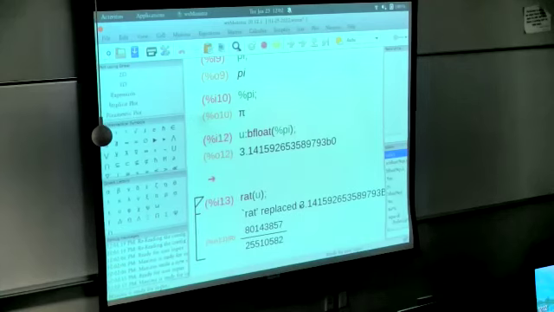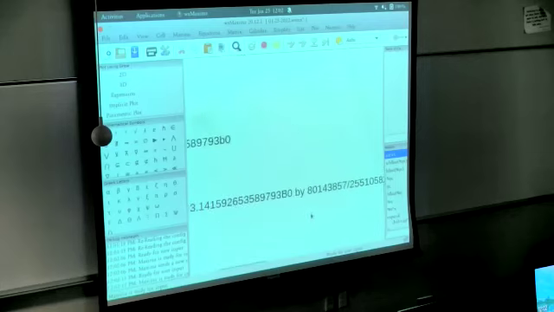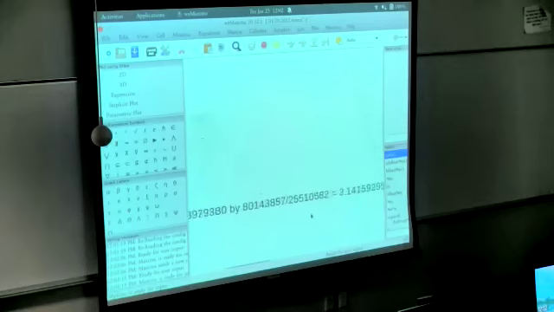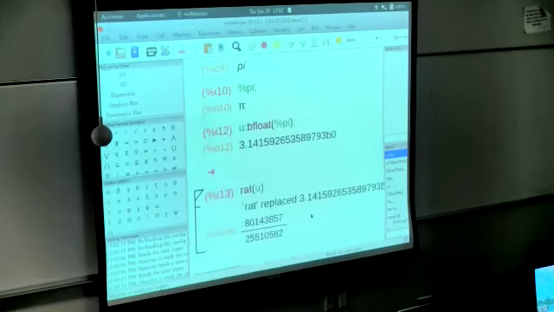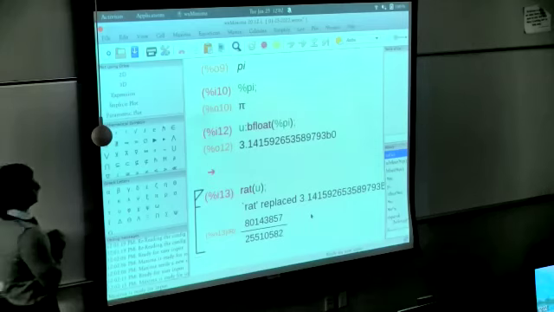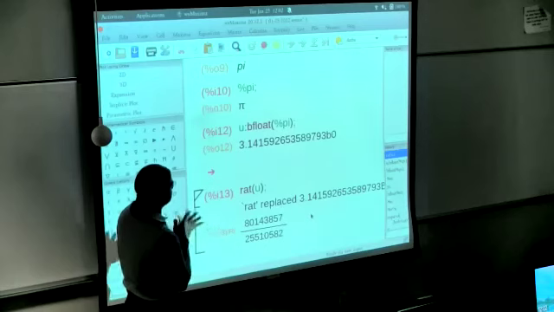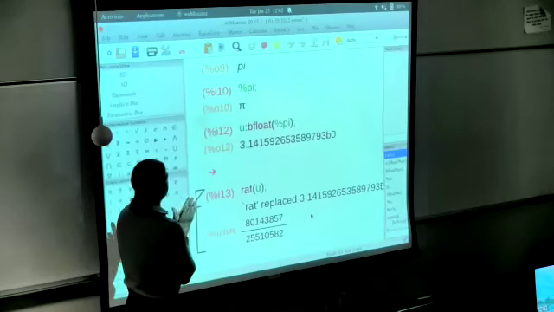Why is the b uppercase now? It should still be 10 raised to 0. I wonder why it is uppercase. That's a good question, I don't know. We have to Google that. Still in base 10, so I don't know why it went to uppercase B.